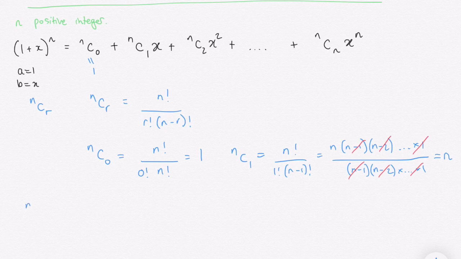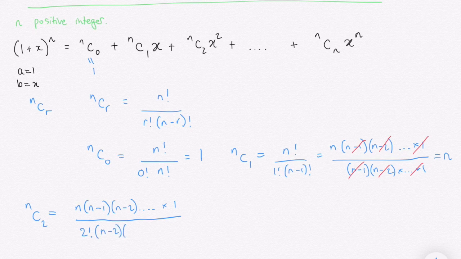Okay, what about n choose 2? Well, n choose 2 is equal to n factorial, so n, n minus 1, n minus 2, all the way down to 1, divided by 2 factorial, and then (n minus 2) factorial, so n minus 2, n minus 3, all the way down to 1. We can see that the n minus 2 factor cancels, n minus 3 cancels, so we are left with n multiplied by n minus 1 all over 2 factorial.